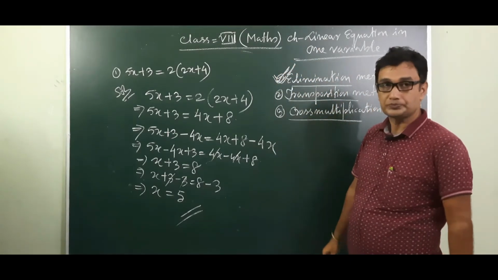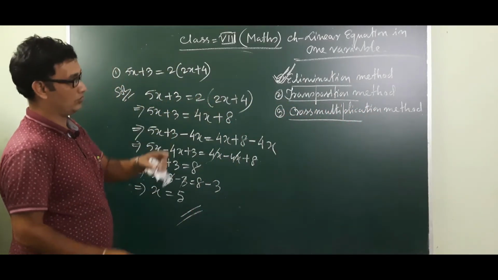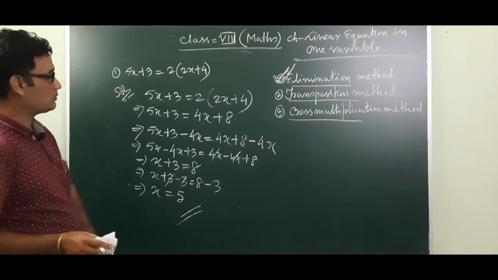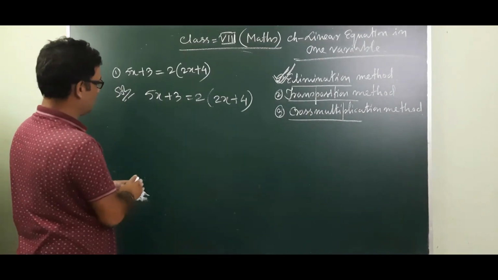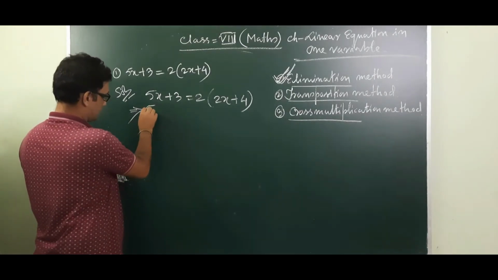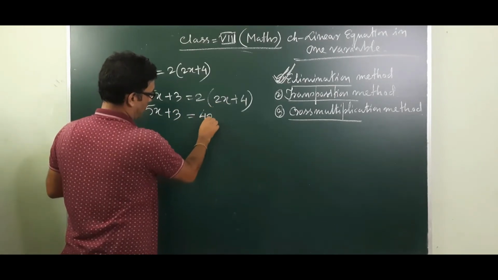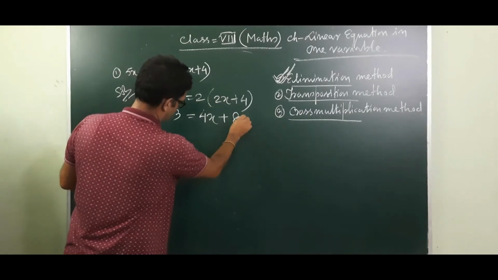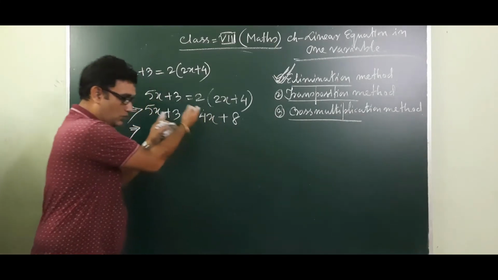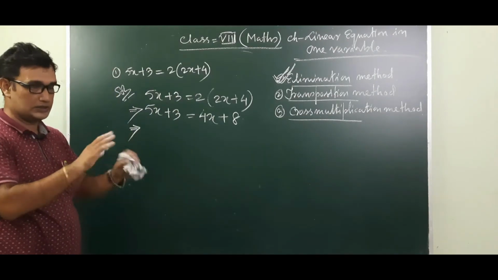Okay. Now second method is your transposition method. In transposition method, you see, the same question I'll solve by using transposition method. First 5x plus 3, here first will multiply 2 to the 4 plus 4 to the 8. Now in transposition method, you can bring from left side to right side, or you can take from right side to left side. According to your wish, you can just change their side.